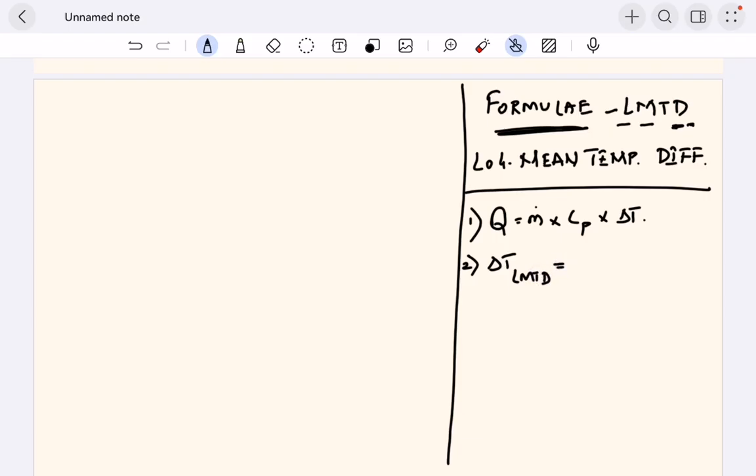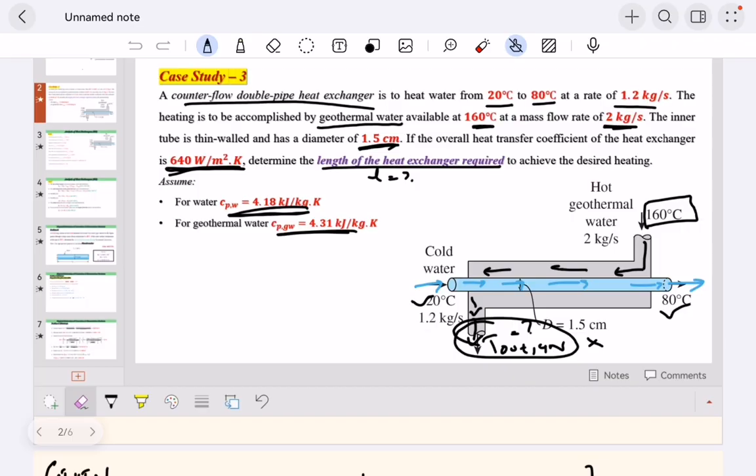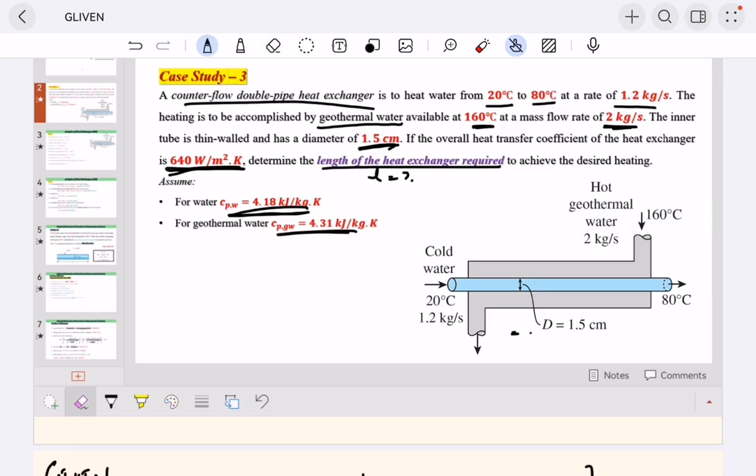From the formula sheet, you can find this formula. It's delta T1 minus delta T2 divided by ln of delta T1 divided by delta T2. Okay. Now it's pretty easy to find delta T1 and delta T2. The difference of these two sides. Now let us see what is delta T1 and delta T2. So let me erase this. So delta T1 is geothermal water hot in and cold out. This is delta T1.